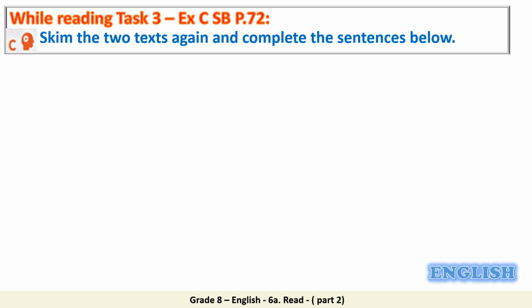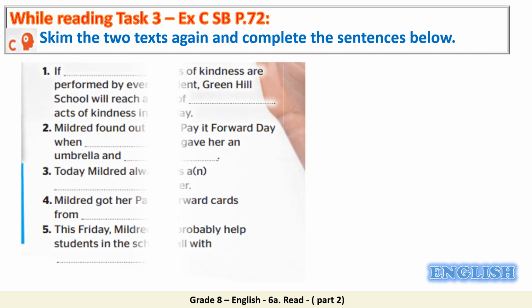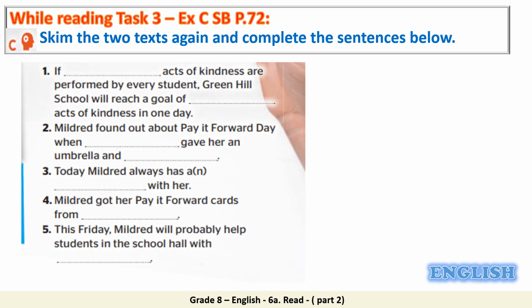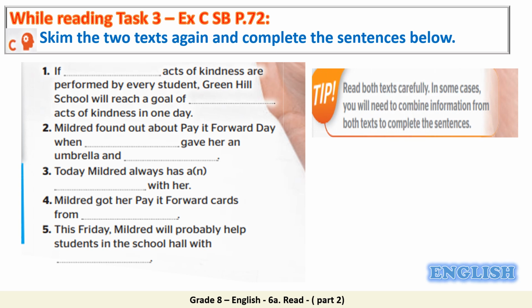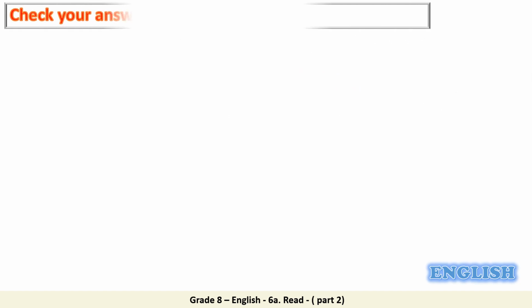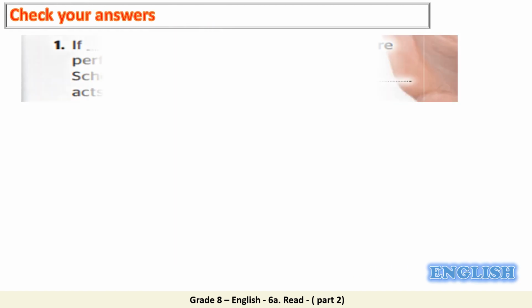Now, scan the text for the last time, then complete the sentences below. Once you're done, you can check your answers with your teacher. Here is a tip. Read both texts carefully. In some cases, you will need to combine information from both texts to complete the sentences. Now it's time to check your answers.